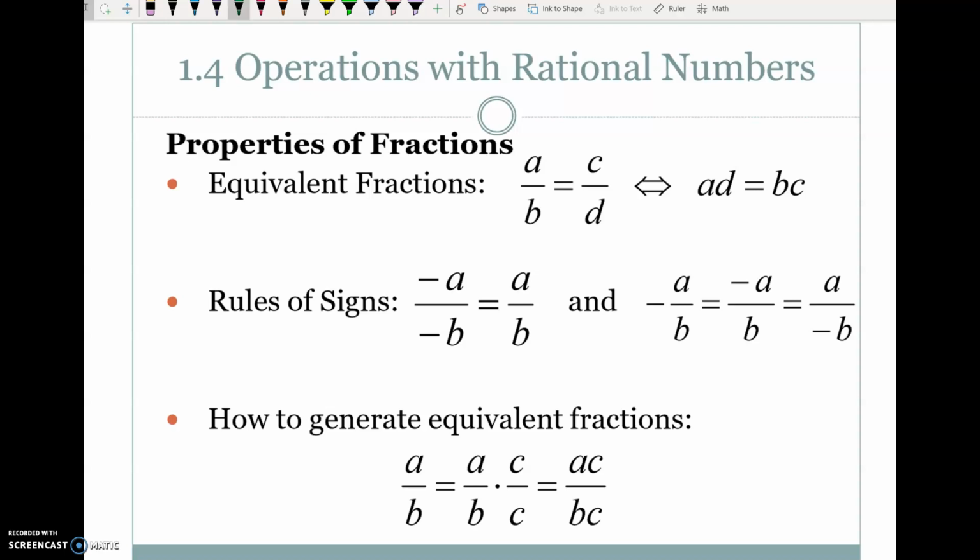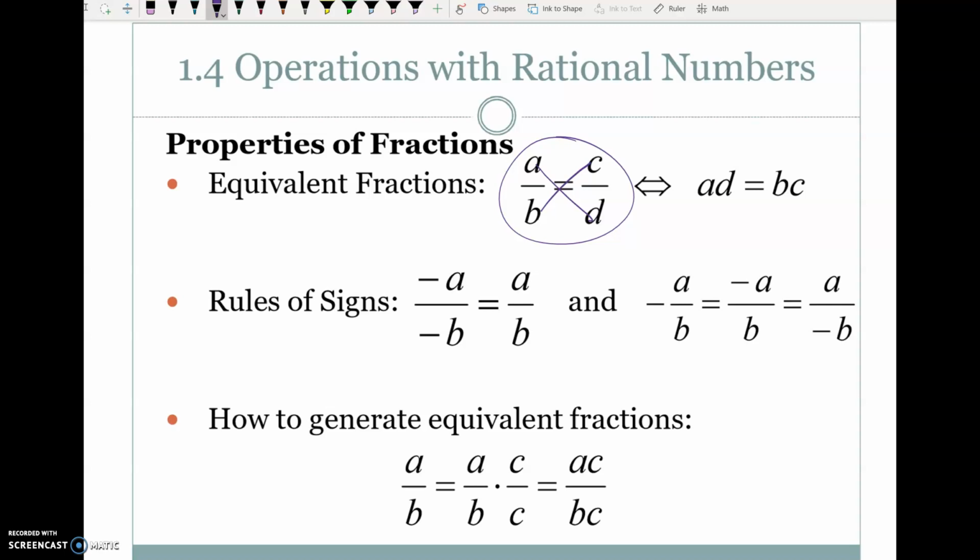Equivalent fractions. This is basically saying that if you have fraction equals fraction, you can cross multiply. The only time you can cross multiply is when you have fraction equals fraction. So A times D is going to be equal to B times C.